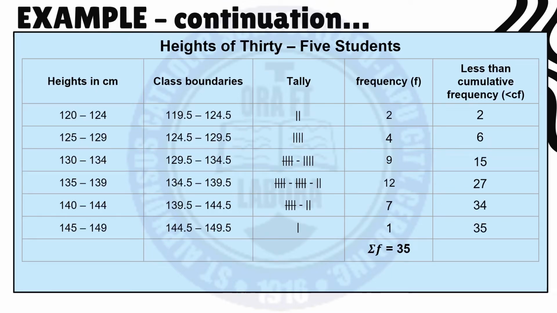This is now our frequency distribution table on the heights of 35 students. We've been using the same data on our previous lesson on the frequency distribution table. On the first column, we have the heights in centimeters, the class boundaries, the tally, the frequency with the summation f, which is equal to 35, and the less than cumulative frequency column.